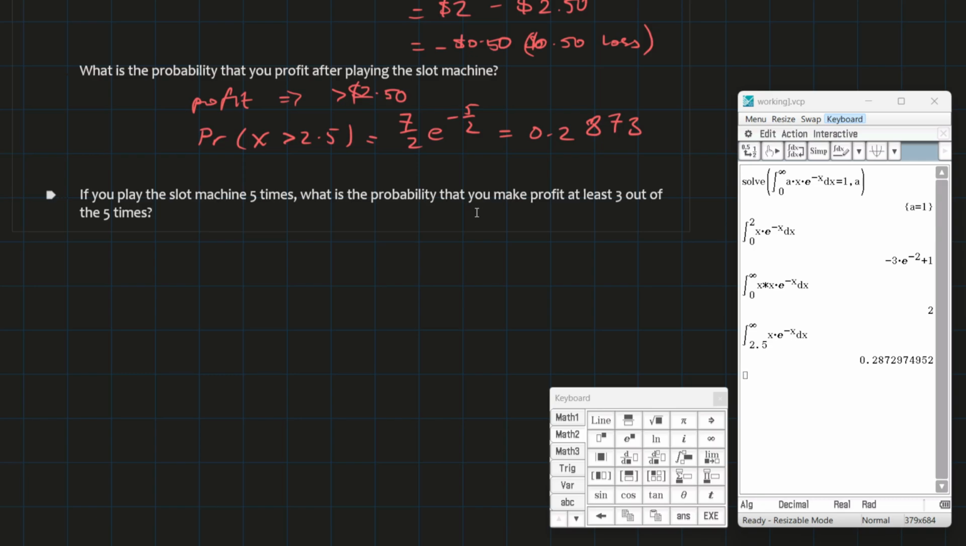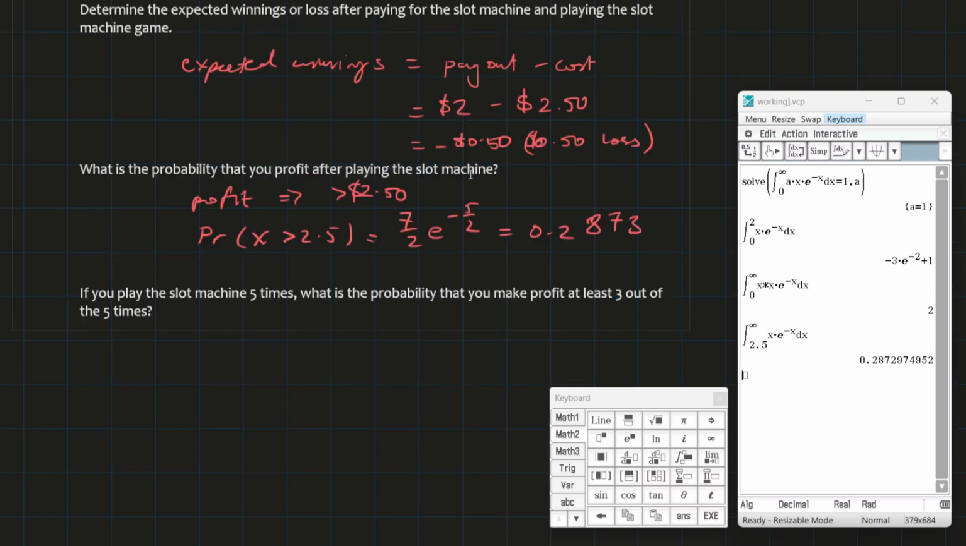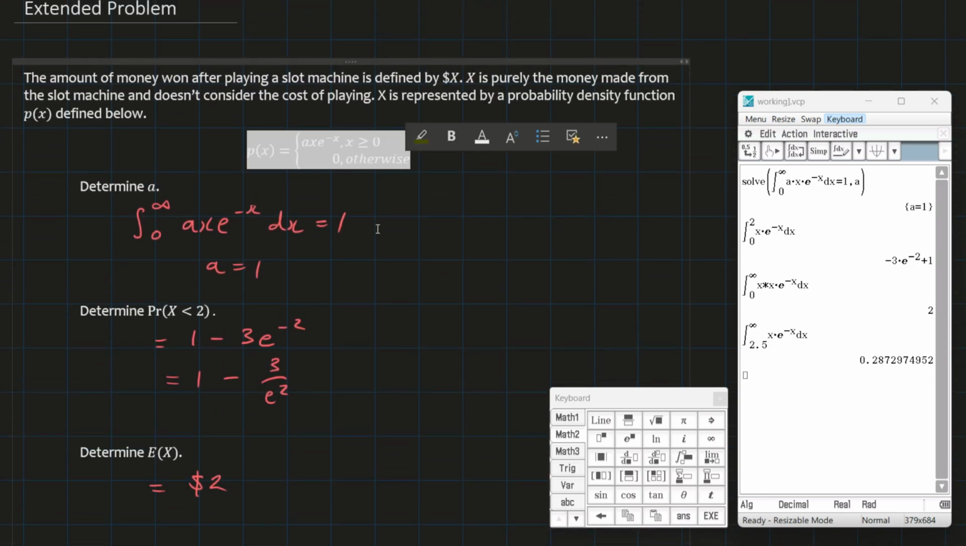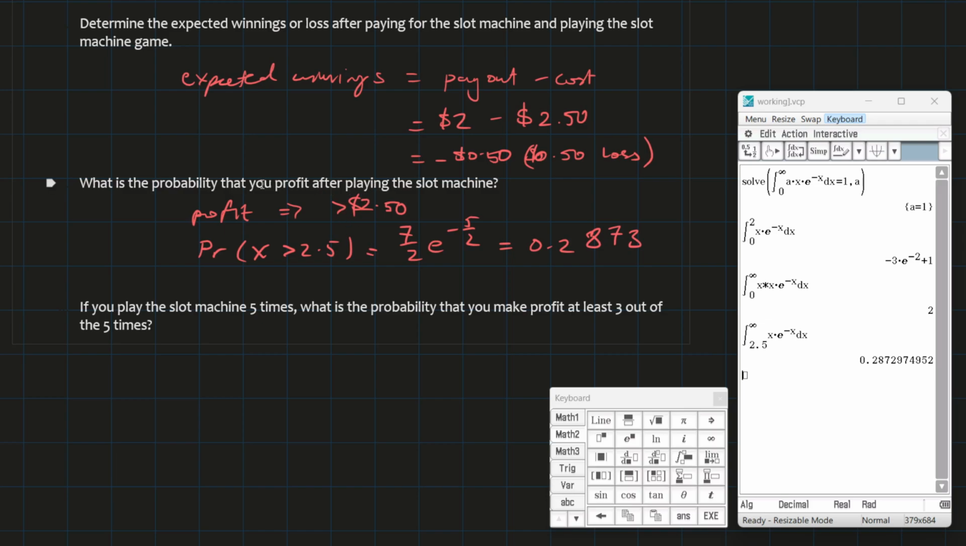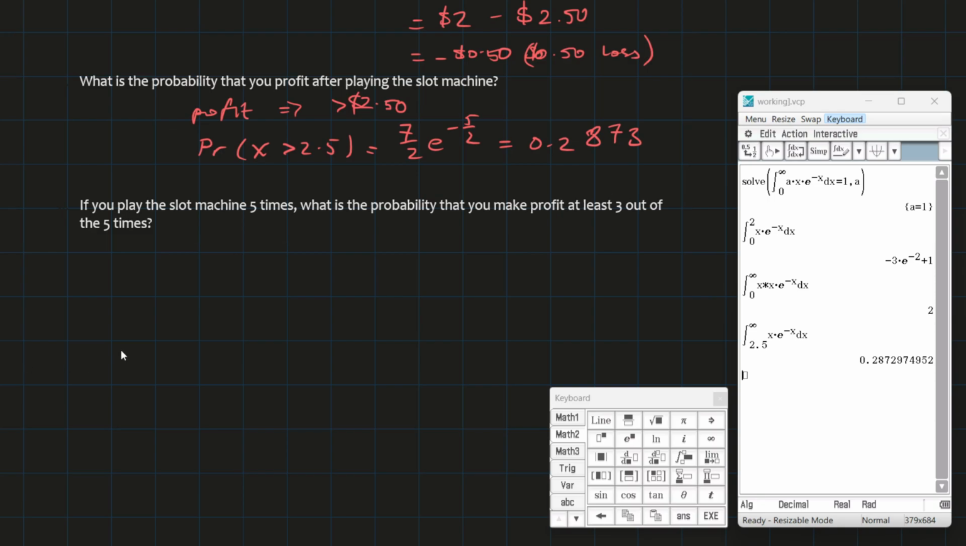So the probability of making a profit is constant for X amount of trials. It doesn't say that it changes over time. They're not dependent events. You just assume that when you play a game, you have the same probability density function. So when we have a probability of making profit of 0.2873, we can safely assume that that is the case for all trials. So what I would say in this case is that P is equal to 0.2873, and we have 5 trials. If we want to make profit at least 3 out of 5 times, then X is greater than or equal to 3. So we treat this as just a binomial distribution problem.